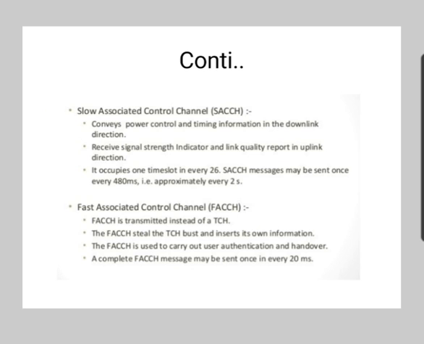The FACCH transmits control information by stealing capacity from the associated traffic channel. It is done by setting two special bits called stealing bits in the TCH forward channel burst. If a stealing bit is set, the time slot contains FACCH data for that frame.